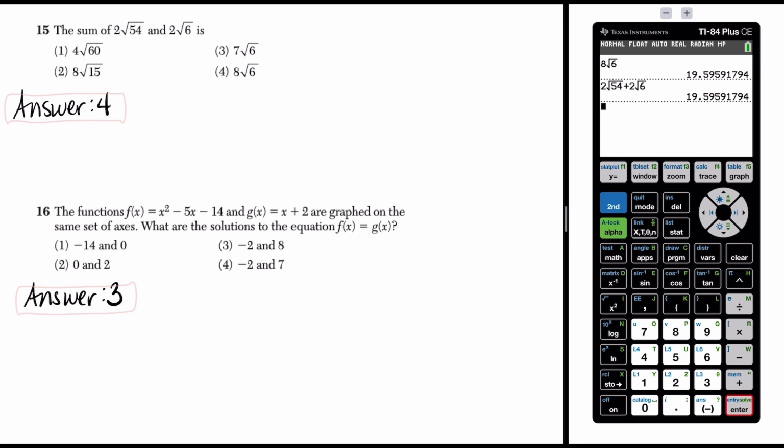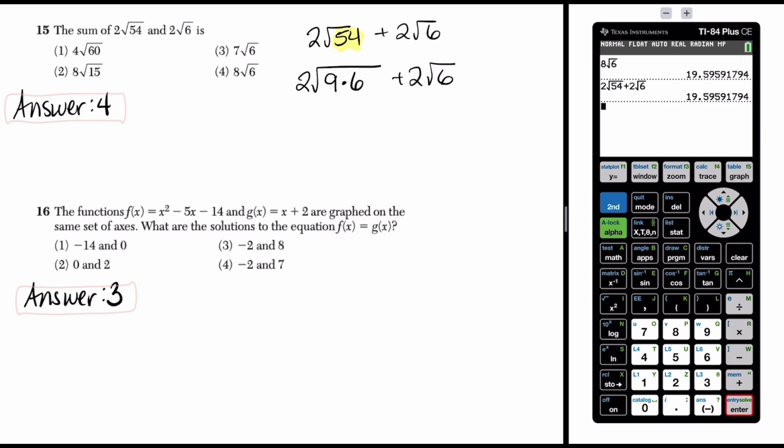So for 15, we're adding 2 square root 54 plus 2 square root 6. Now, just looking at it here, it's almost like combining like terms. I can't add them. They don't look the same. There's nothing I can do to combine them. However, I can find factors of 54 that are square numbers. And I can rewrite this as 2 square root of 9 times 6, which makes 54, plus 2 square root 6.